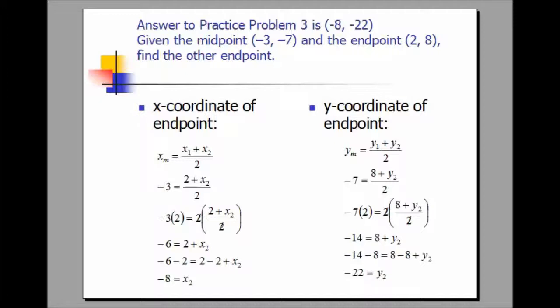Multiplying both sides by 2 gives, on the left, negative 7 times 2, or negative 14. On the right, the 2's cancel, and we're left with 8 plus y sub 2. Subtract 8 from both sides. On the left, we have negative 22. On the right, we're left simply with y sub 2. Thus, the y-coordinate of the other endpoint is negative 22.